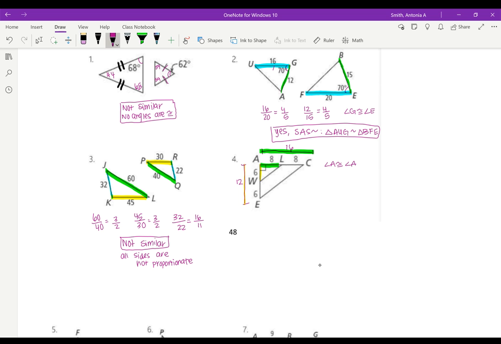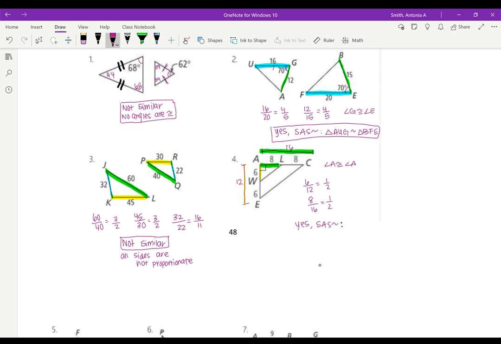So my ratios, I have 6 to 12 and 8 to 16. So that's 1/2 and 1/2. So my sides are proportional. My included angle is the same. So yes, these are similar by side, angle, side similarity.